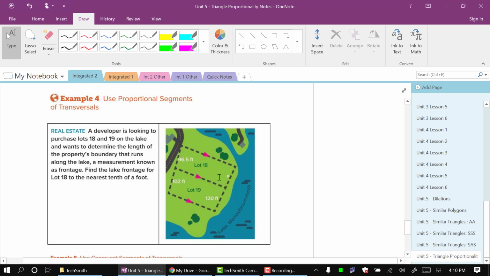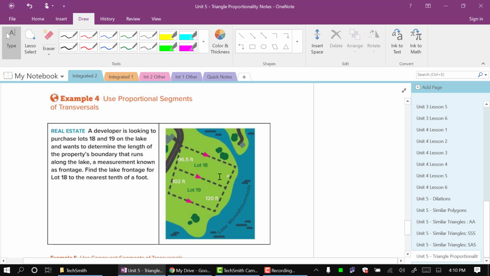A developer is looking to purchase lots 18 and 19 on the lake and wants to determine the length of the property boundaries that run along the lake, a measurement known as frontage. Find the lake's frontage for lot 18 to the nearest tenth of a foot.